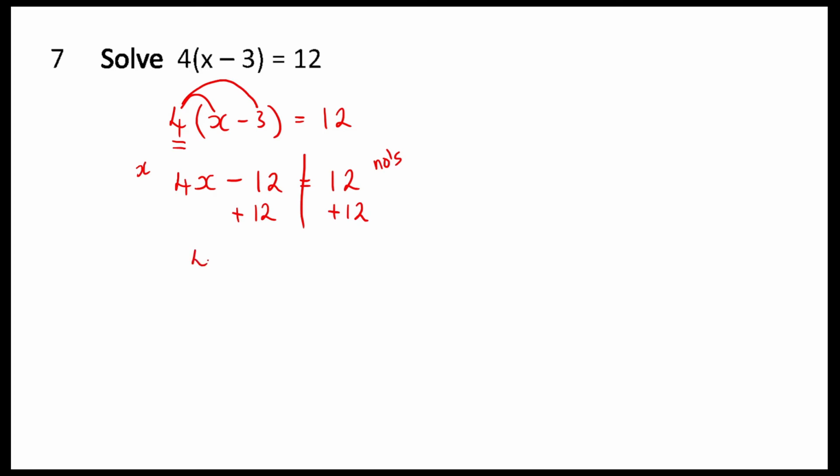That gives me 4x left over on the left. I know that minus 12 and plus 12 cancels out and becomes nothing, and on the right I have 12 plus 12, which is 24.